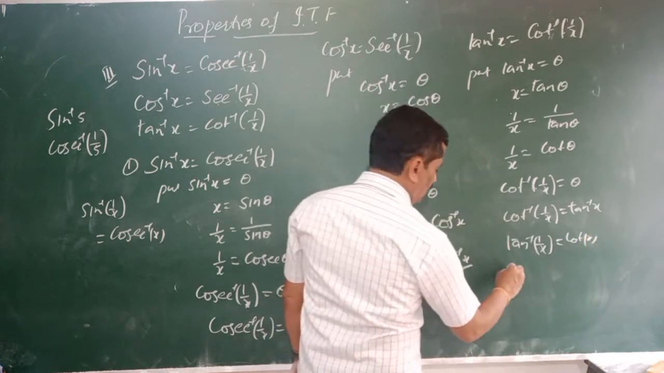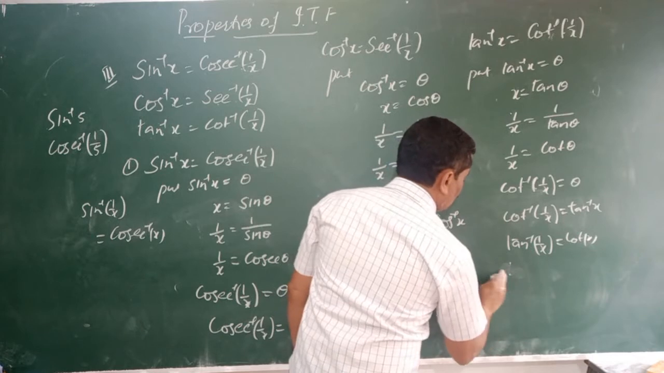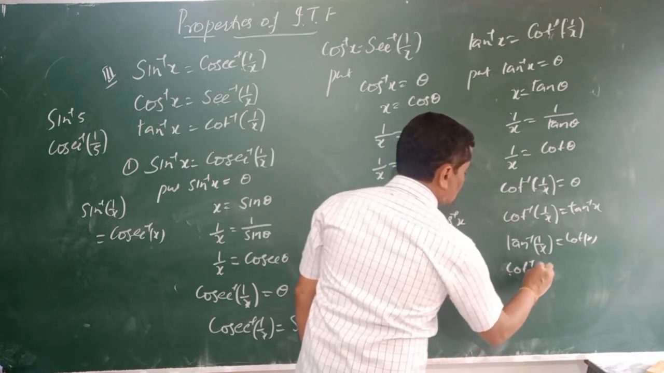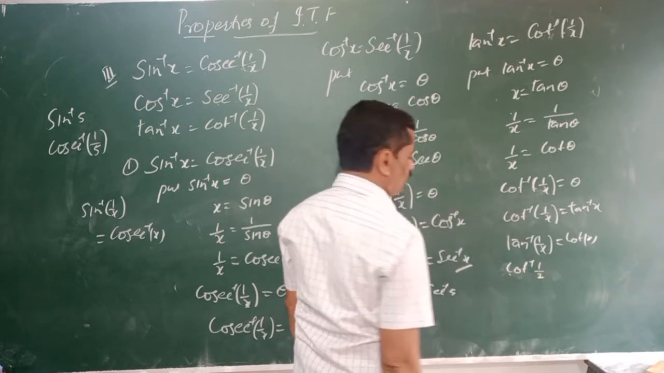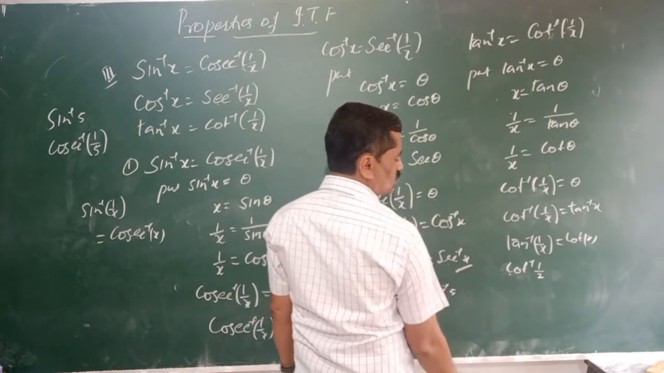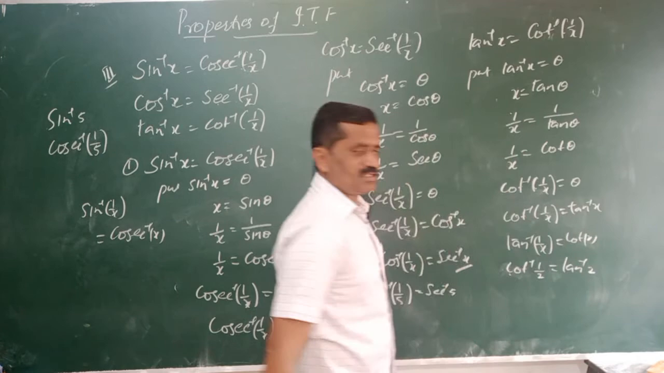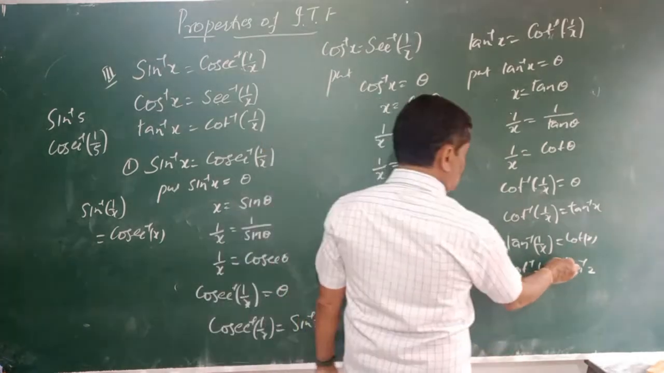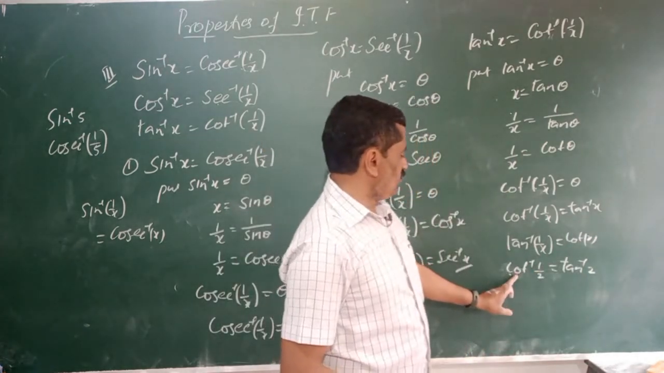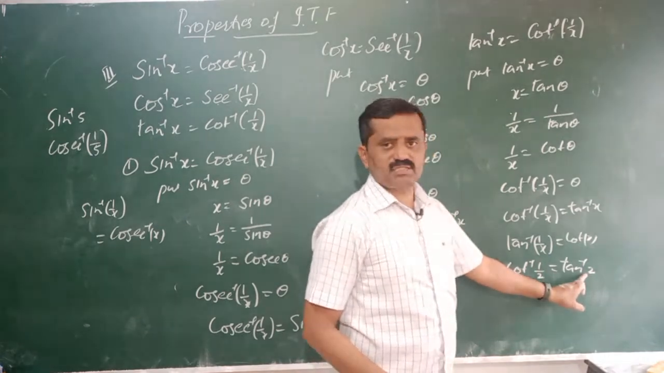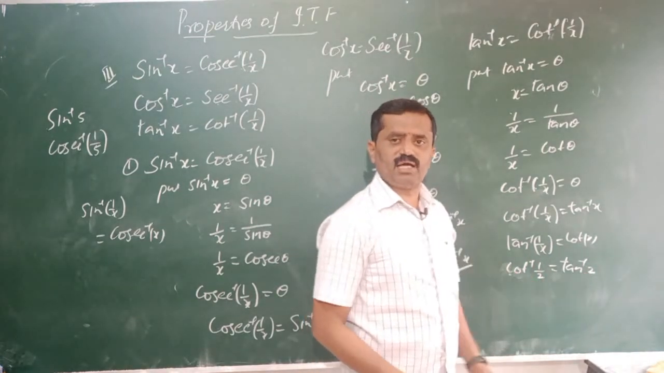Again, for example, cot inverse of 1 by 2 can also be written as tan inverse of 2. Right? Remember this. So again, example: cot inverse of 1 by 2 can also be written as tan inverse 2.